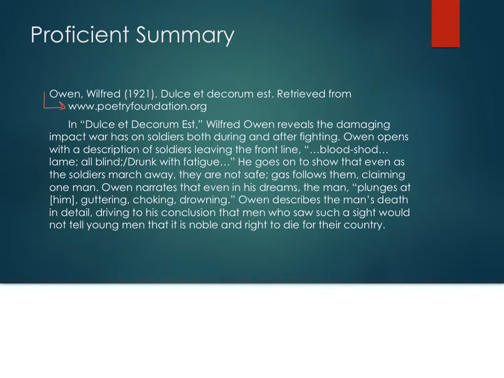And this is a 4-level because I've also incorporated the rhetorical verbs. We started with reveals. Switch over here. Reveals the damaging impact war has on soldiers. Owen opens with description. He goes on to show that even as the soldiers march away, they are not safe. Gas follows them, claiming one man. Owen narrates that even in his dreams, the man plunges at him. Owen describes the man's death in detail, driving to the conclusion, and so on and so forth. So we've got 4 rhetorical verbs to help glue our summary together, making this a 4-level summary of a poem.